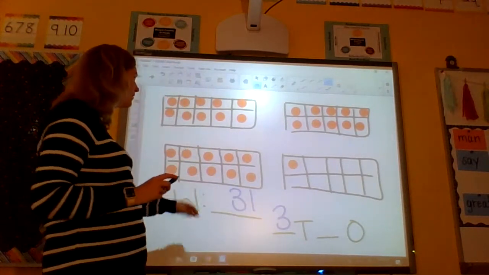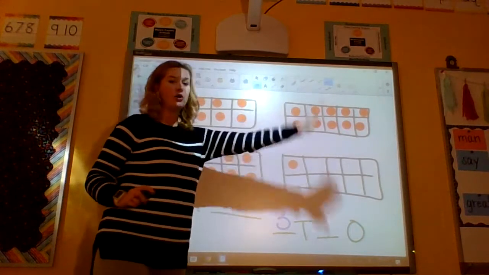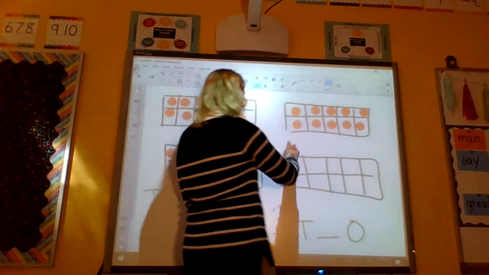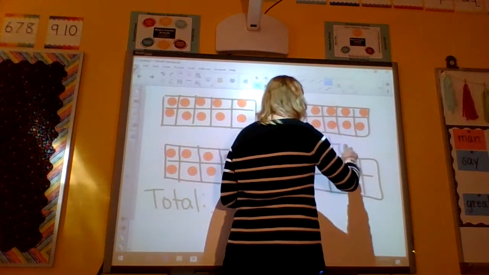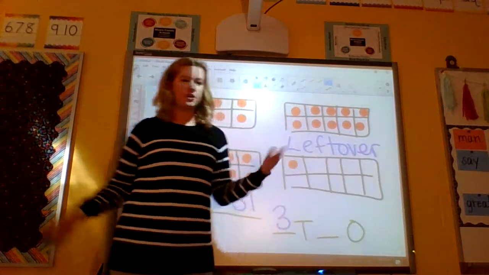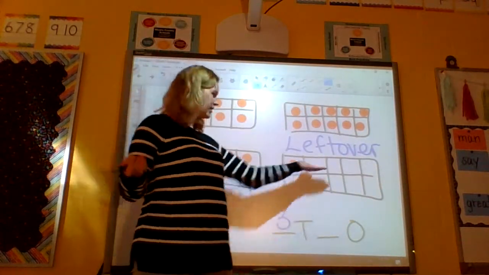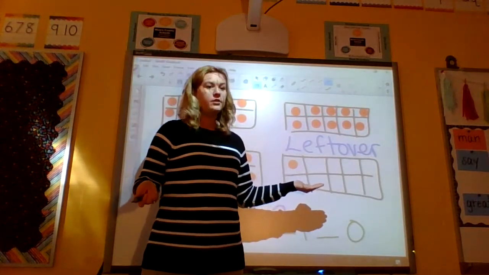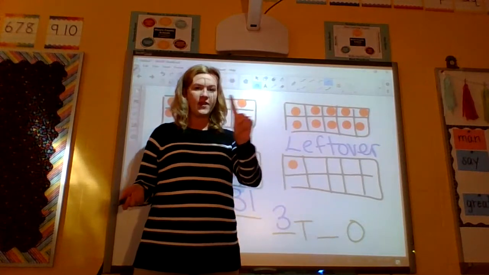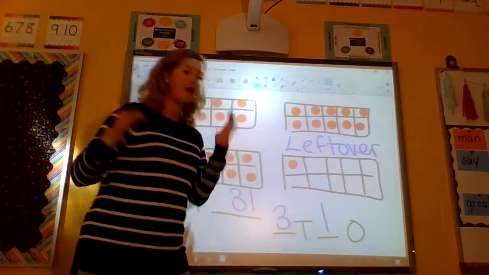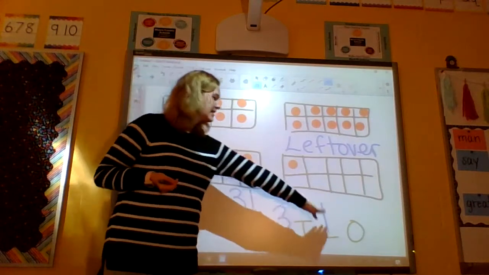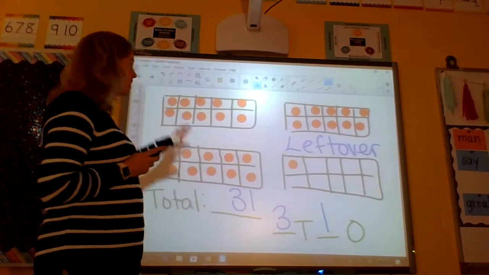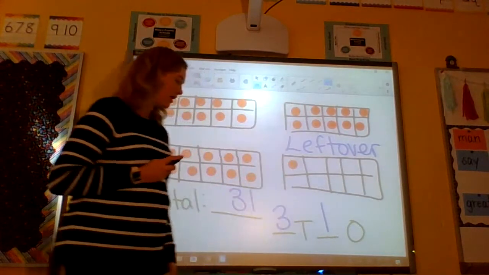So you're literally just counting 1, 2, 3 total tens frames filled out completely. Then we say this is our leftover, right? You know when you bake food and you have extra food and you have leftovers? This is your leftover, okay? So your leftover is your ones. And how many are there? That's right, it is 1 one. So we have 3 tens and 1 one. So our number is 31. If we counted 10, 20, 30, 31.